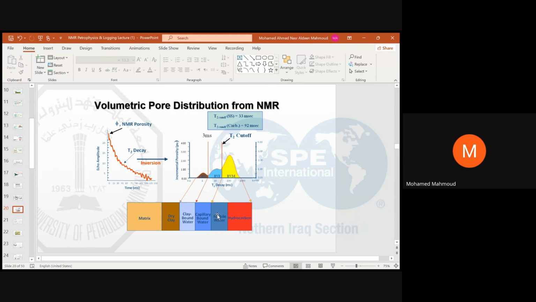Other tools give you just the water saturation, without identifying whether you are going to produce the whole amount of water, or just this water. It could have capillary and mobile water.